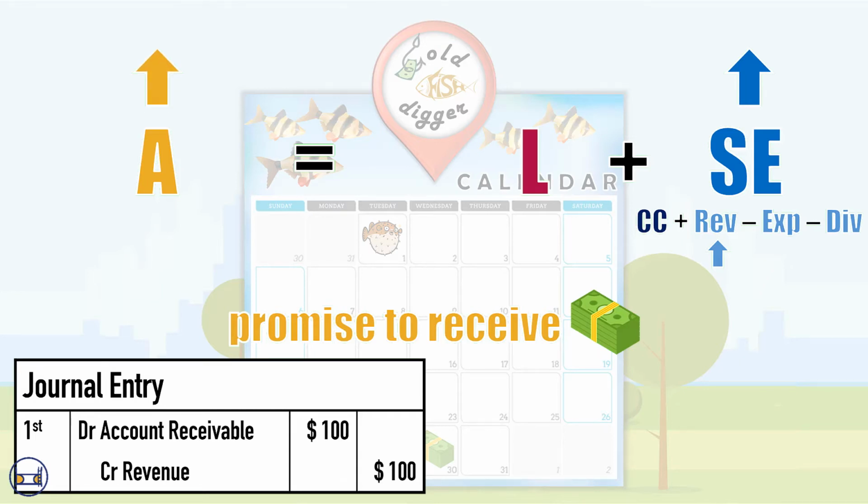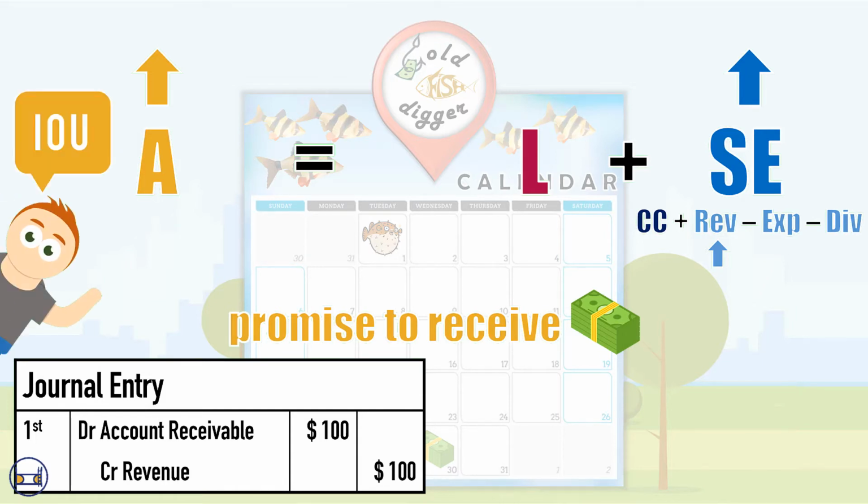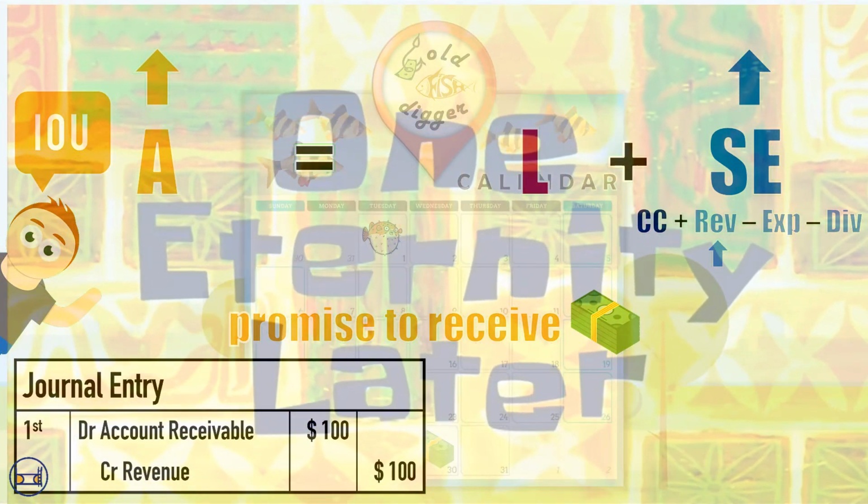Accounts receivables arise when goods or services have been delivered to customers, but the customer has not yet paid, like an IOU from the customer. A receivable is a current asset because it has future value to the company and will be converted into cash in the near future once the customer pays us back. Any day now. One eternity later.